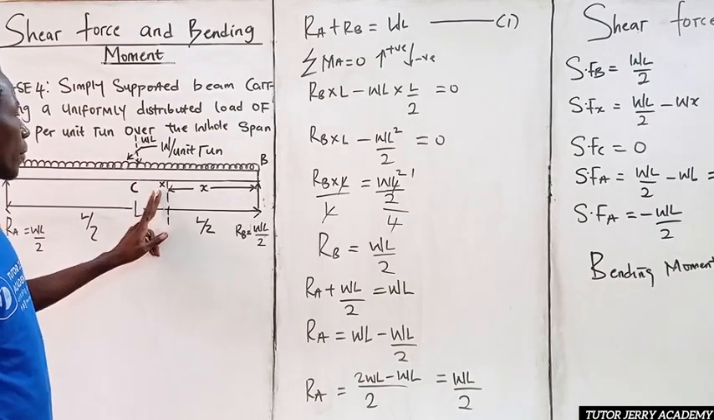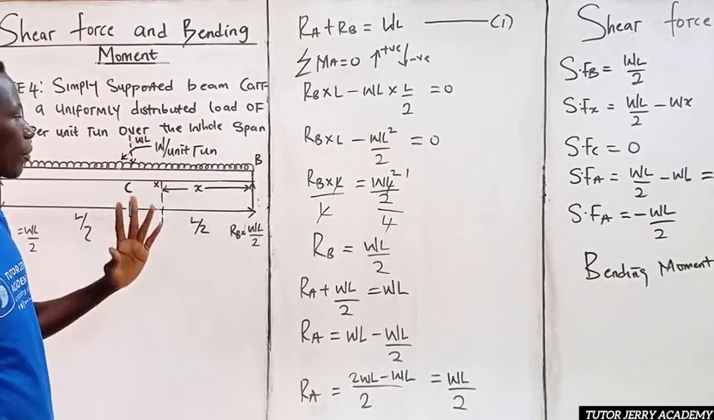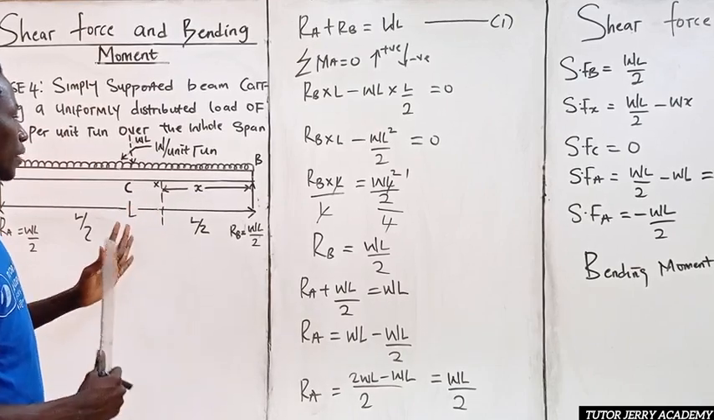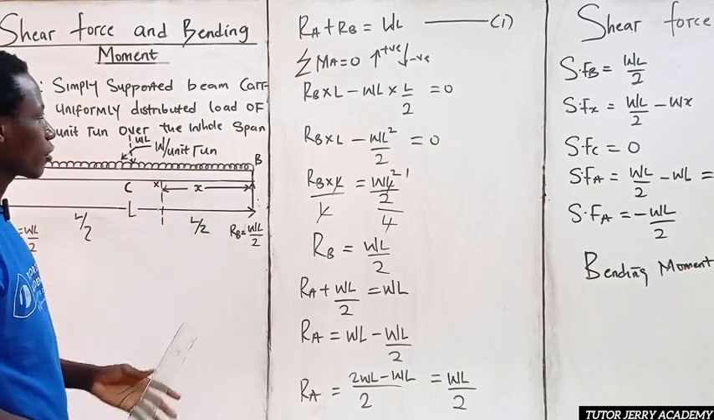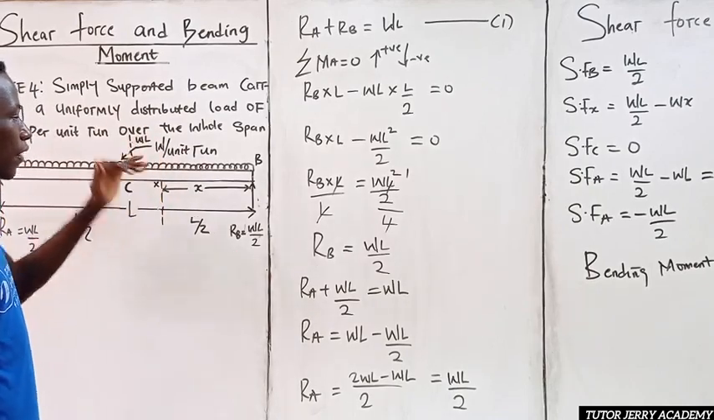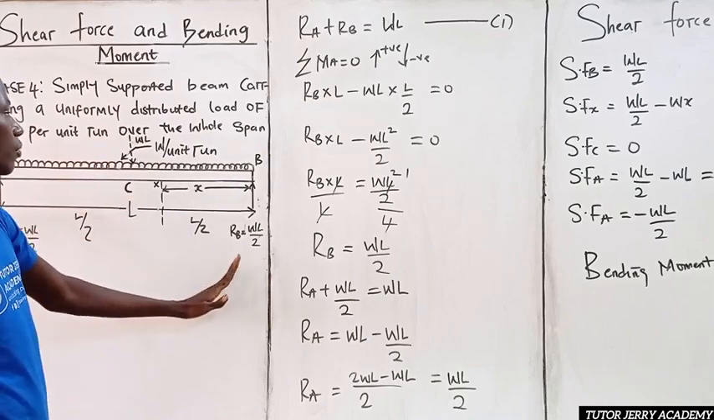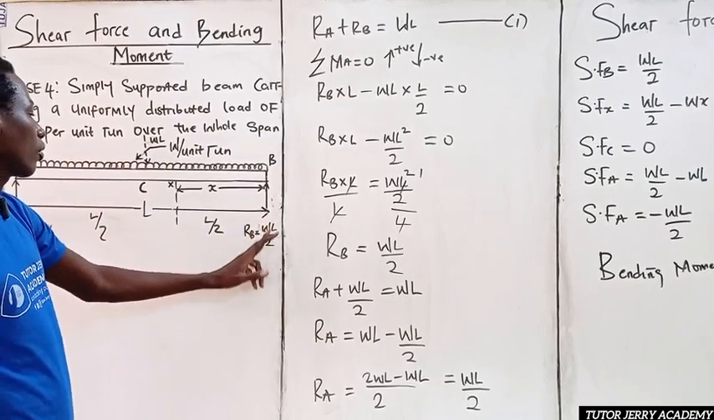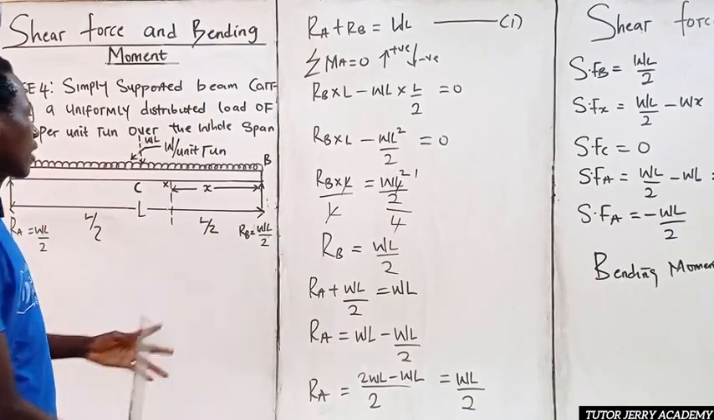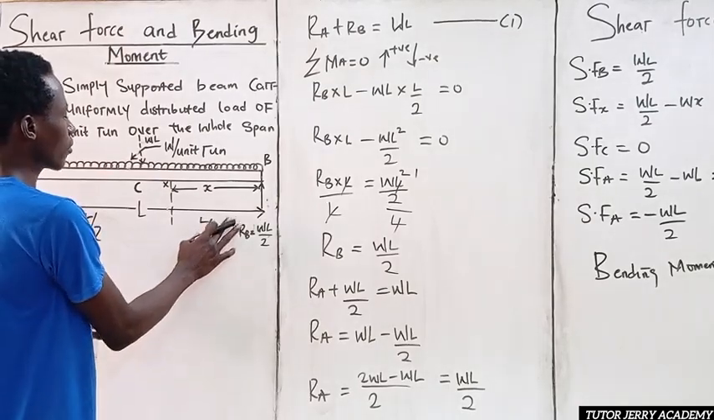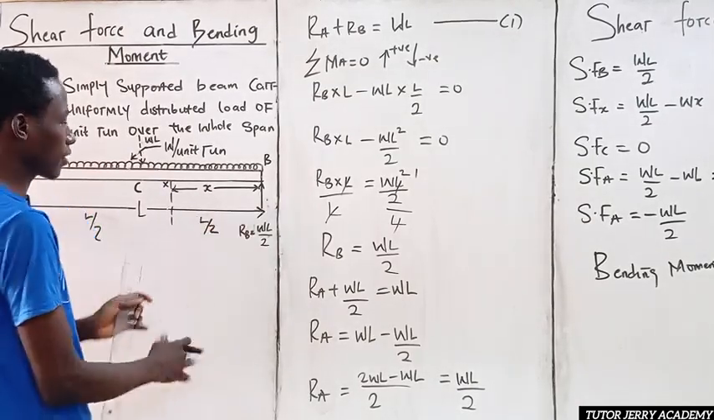So now to get our bending moment at X, we know that bending moment is nothing but force times perpendicular distance. So the bending moment at X here will be nothing but, if we consider upward force to be positive and downward force to be negative, WL all over 2 multiplied by the distance. The distance here will be nothing but X all over 2, because the total distance is X.